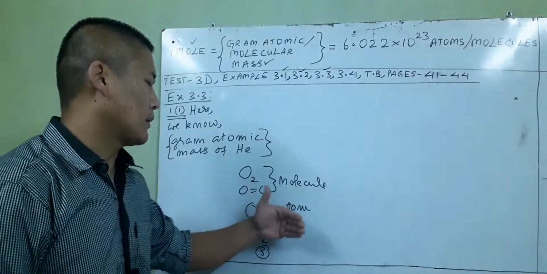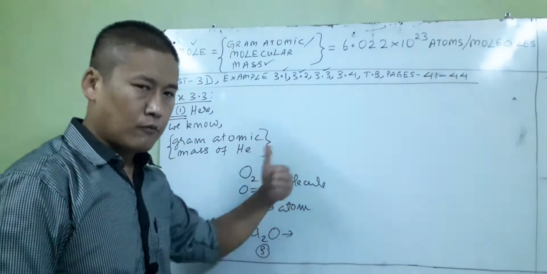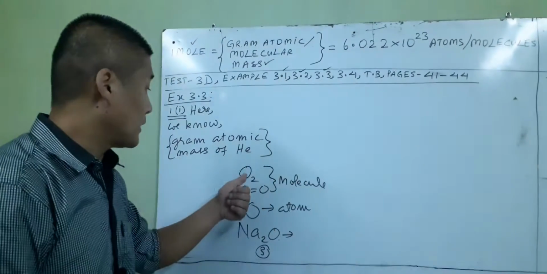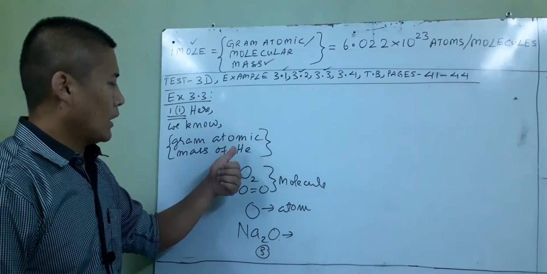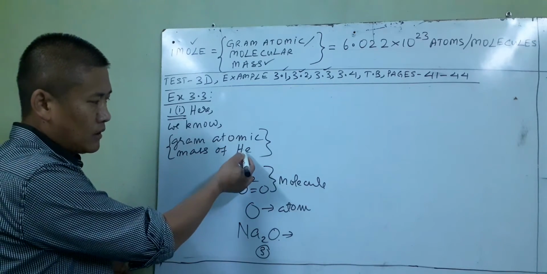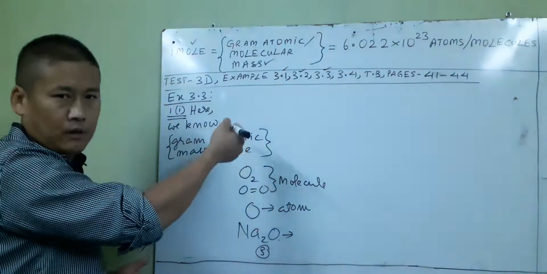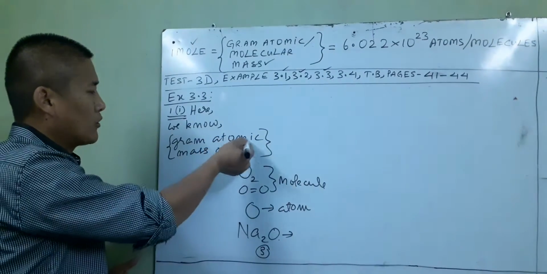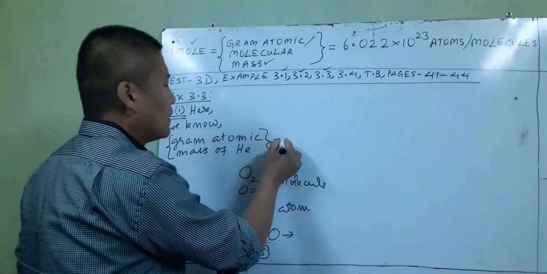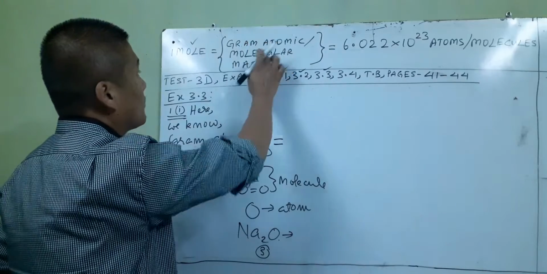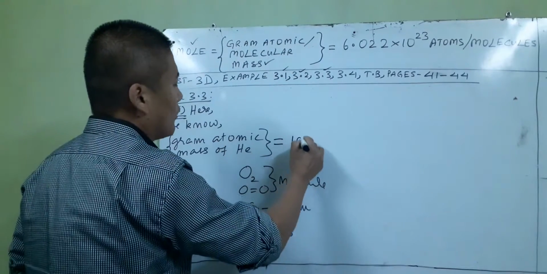Simply put, more than one atom, same type or different type, is a molecule, definitely, and one atom is an atom. So here no number means only one type of atom, no number means one atom only. So that's why we wrote atomic mass. Okay, according to this formula, gram atomic mass is always equal to 1 mole.